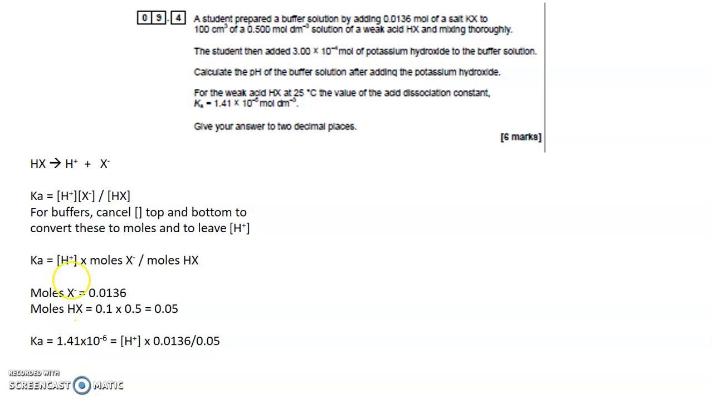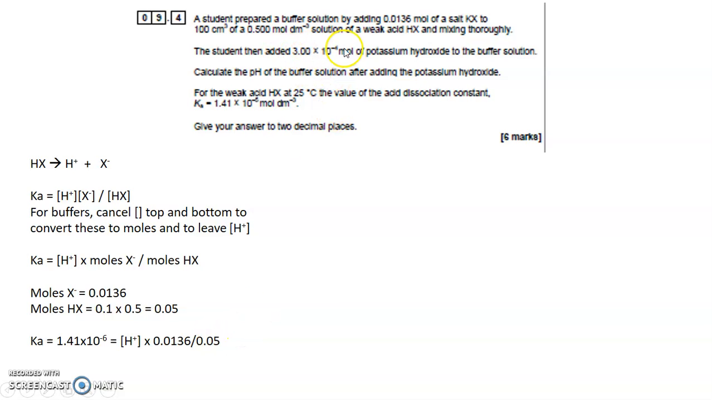So Ka equals H+ concentration multiplied by 0.0136, which is my number of moles of X−, divided by number of moles of HX. And I could calculate H+ at this point and work out pH, except that they've added something. They've added some potassium hydroxide to the buffer solution. This is the hardest kind of question. So some of these values have changed.